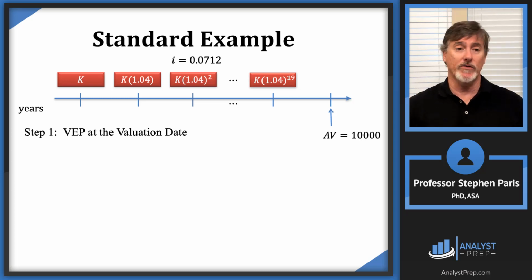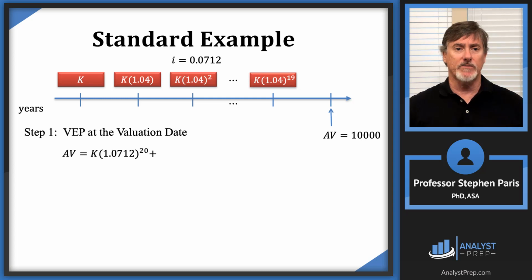So let's start with the first payment of K. That payment of K I need to accumulate to get to the valuation date. If I try to recognize a pattern, I need to accumulate that payment of K for 20 years to get to the valuation date. So my value of that first payment of K is K times 1.0712 raised to the 20th power.